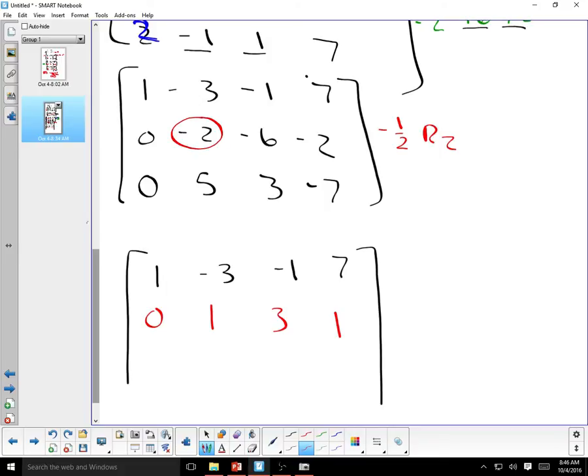Awesome. Now, does the last row change? No. 0, 5, 3, negative 7. Say the last row. Sorry, about row 3.